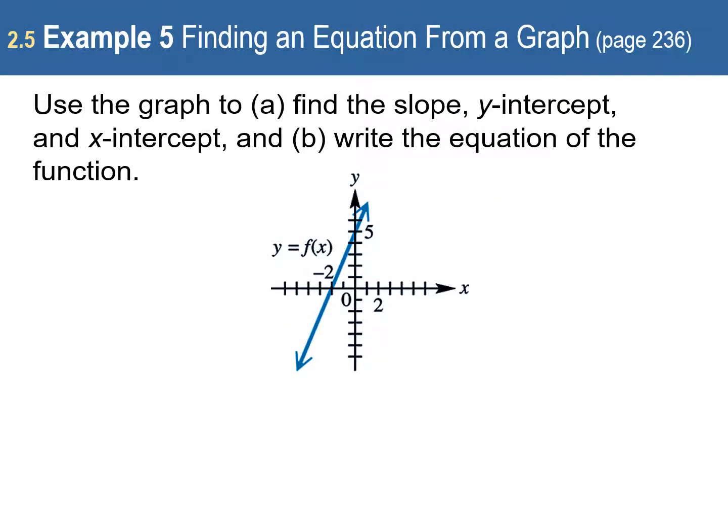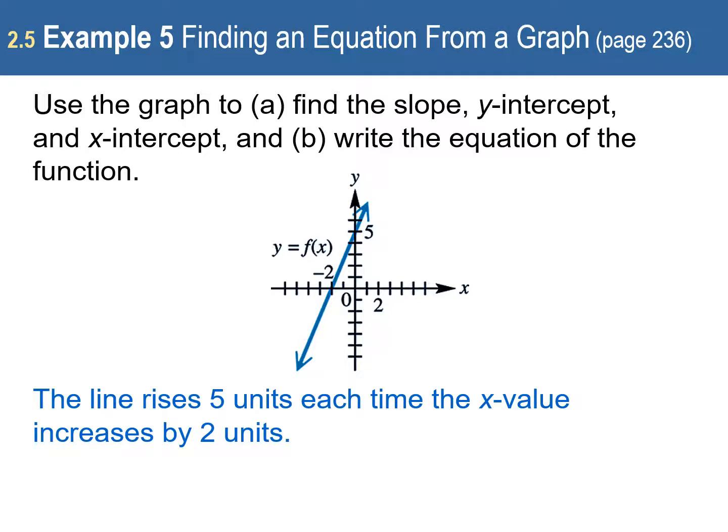Now use a graph to find the slope, the y-intercept, the x-intercept, and write the equation of the function. So this graph goes up 5 every time it goes over 2. So the slope is 5 halves.